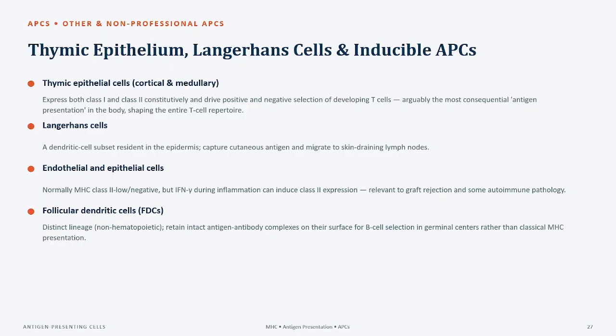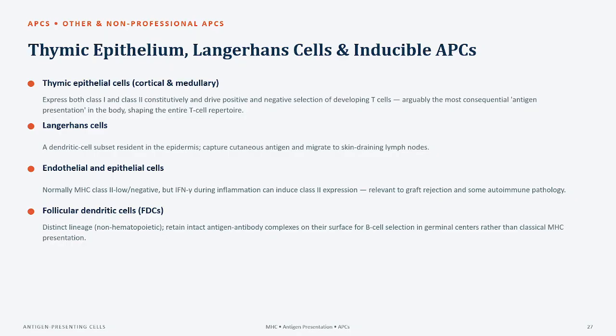The Langerhans cells are a dendritic cell subset resident in the epidermis. It captures cutaneous antigen and migrates to the skin draining lymph nodes. So basically, you need to remember the functions of these cells. That's all. It's not that complicated.